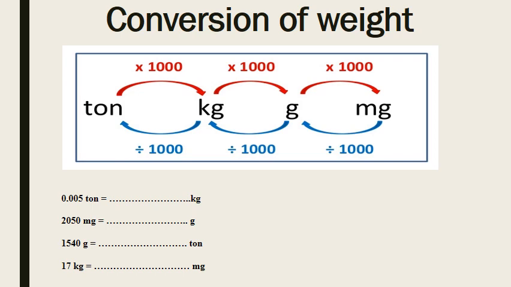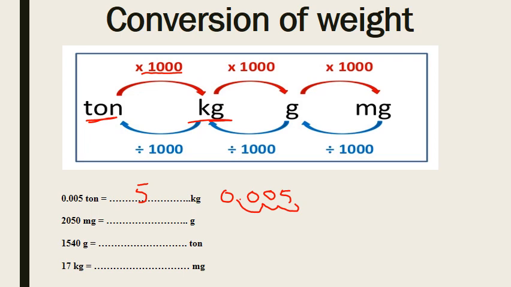So we've got 0.005 ton, and we have to convert it into kilograms. So from ton to kilograms, we have to times by 1,000. So we've got 0.005, okay, and we have to times by 1,000. So we have to move it this way 3 times. 1, 2, 3. So the answer will be 5 kilograms.